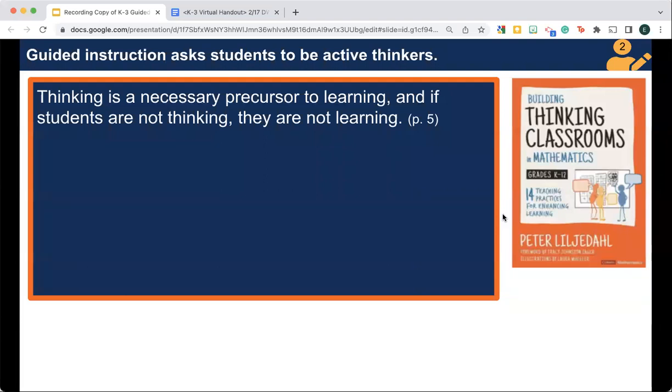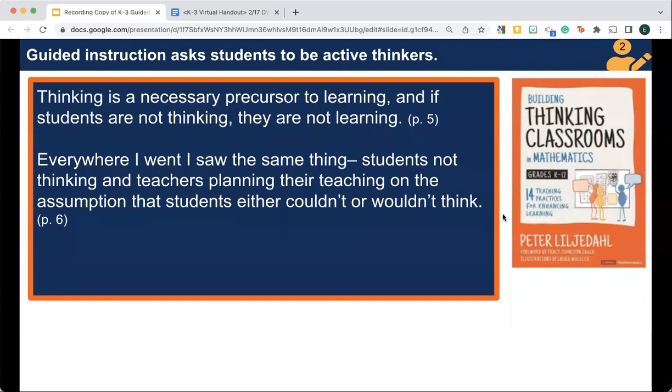"Thinking is a necessary precursor to learning, and if students are not thinking, they are not learning. It can be helpful to pause at any moment and look out to your class, look at each student, and ask yourself, are they thinking right now? Am I positioning my students as thinkers? Am I giving them things to think about, opportunities to engage in thinking?"